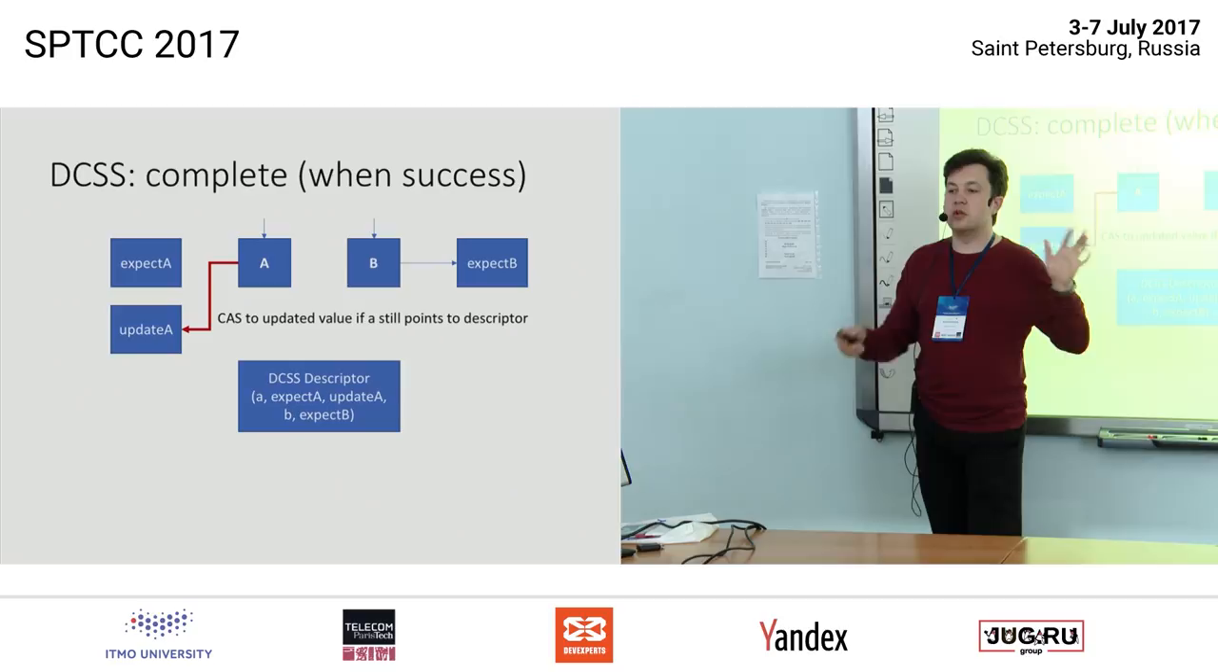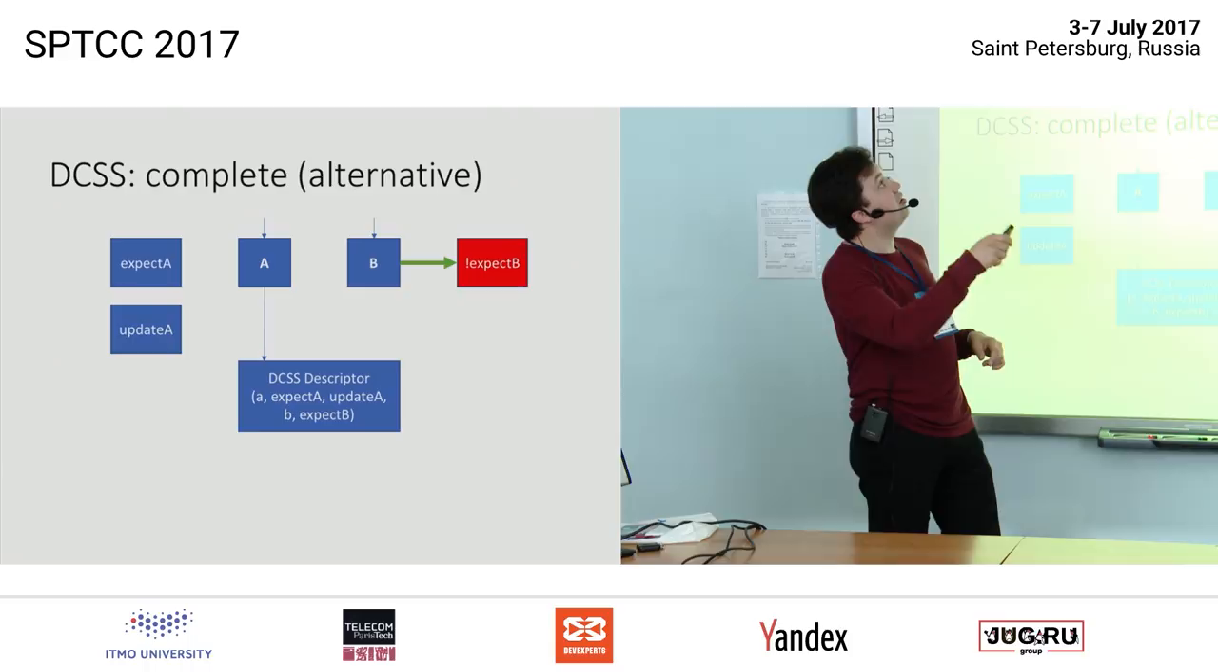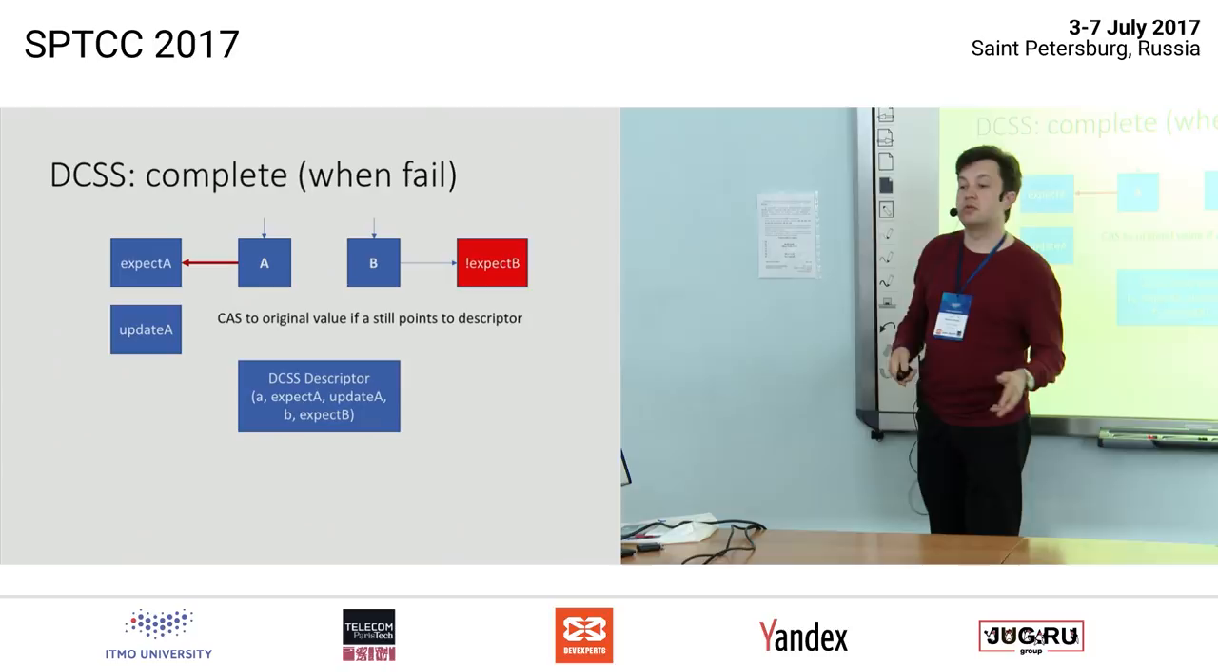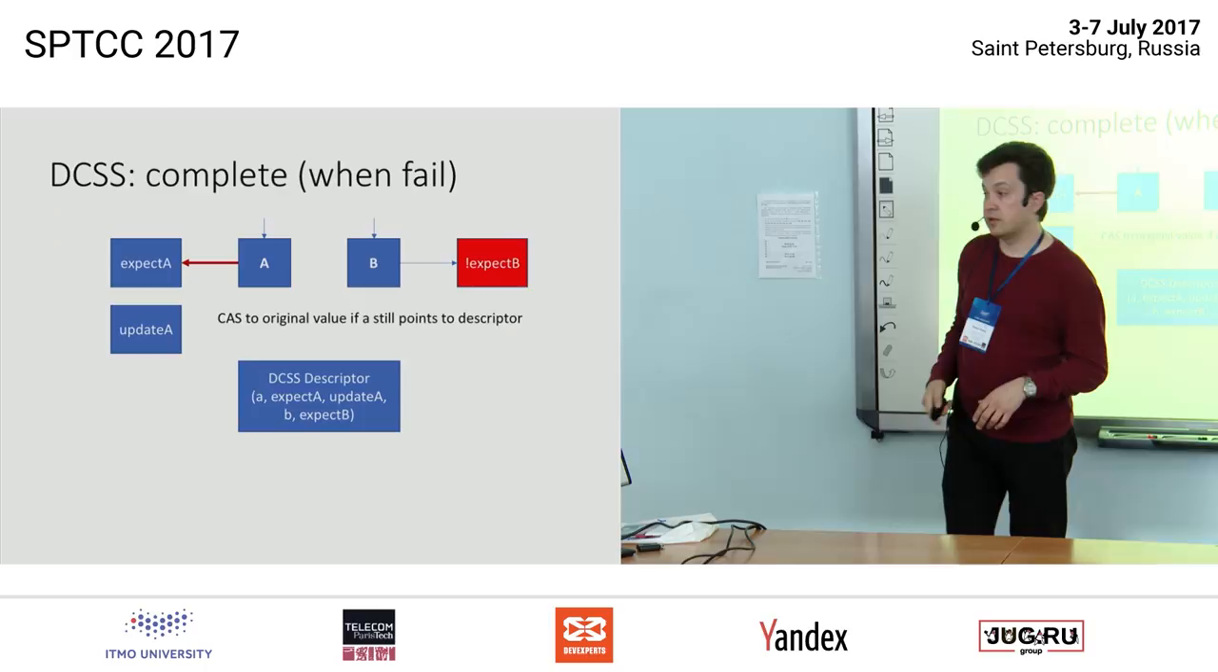If we read the value instead and found it's not equal to the expected value, then we CAS A back to what it was before. Again, the operation is complete, now with a failure, nothing updated. And again, the descriptor is free to be garbage collected. In order to understand why this algorithm really works, you have to look at its state diagram.